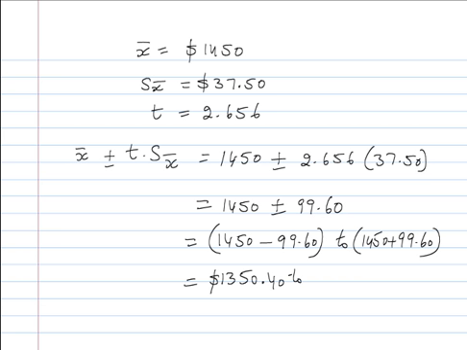So this gives us the interval $1,350.40 to $1,549.60. So we can say with 99% confidence that on average all adults spend somewhere between these two numbers on general reading books per year.